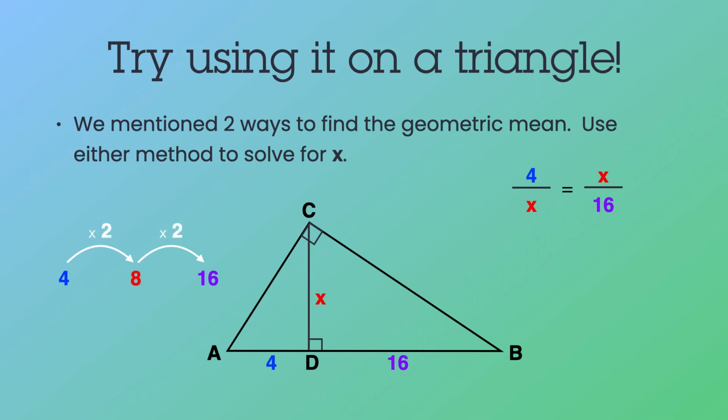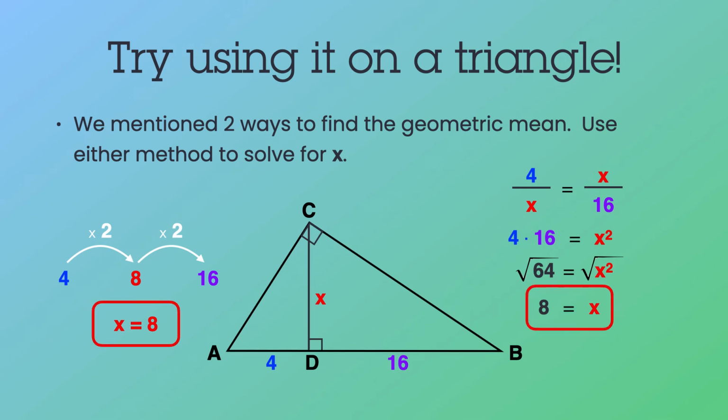Now, on a guess and check, hopefully you found out that multiplying by 2 could get you the stepping stones that you need, which means that the geometric mean is 8. That altitude length is 8. If you used the proportions, you would have ended up with 4 times 16 equaling x squared, 4 times 16 being 64, and then the square root of each will give us 8 equals x. So either way that you do it, you get the same answer.